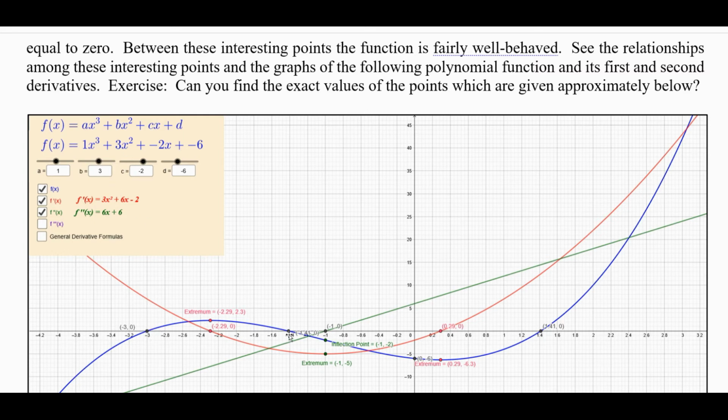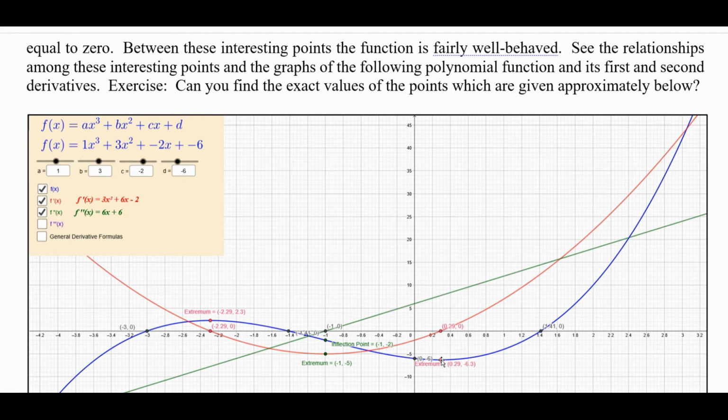Negative 3, 0, negative approximately 1.410, and 1.410 here. Those are the x-intercepts. These two here are approximated. Then we have a y-intercept of (0, negative 6), which is pretty easy to see. And then its derivative is given by this red one here. Notice when the derivative is at 0: approximately negative 2.29 and positive 0.29.